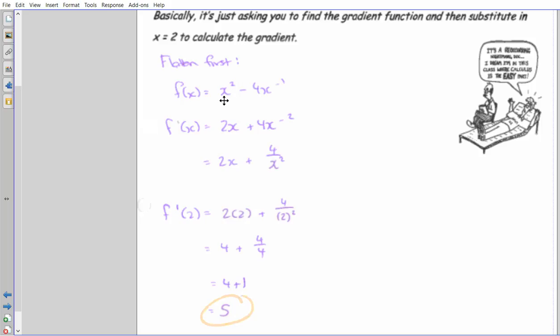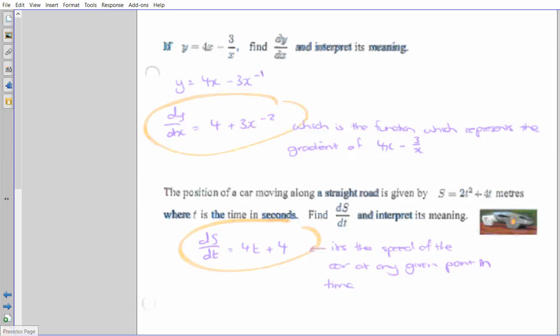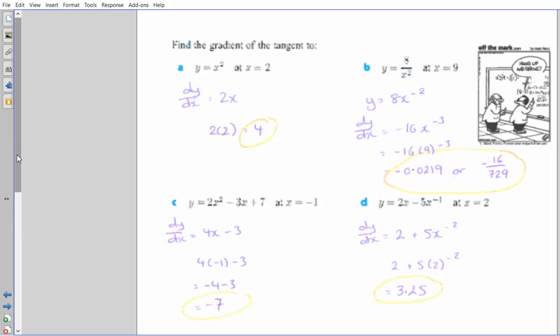You could also, in the calculator, plug it into this version. Just not into the original, plug it into the gradient function, because you're finding the gradient. 2 times 2, 2 brackets 2, plus 4 brackets 2 to the negative 2. Plug it into the calculator, you'll get 5 as well. Just make sure to show the substitution step. Oops, okay, sorry, back to here, some more practice.